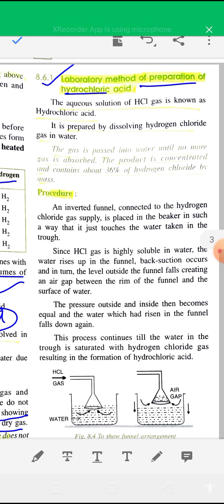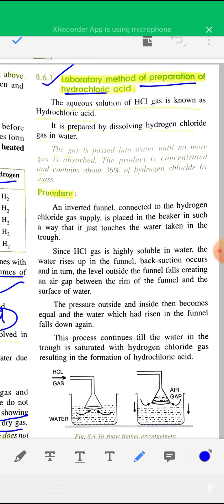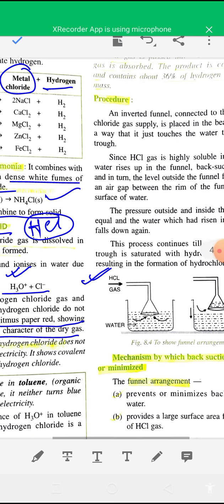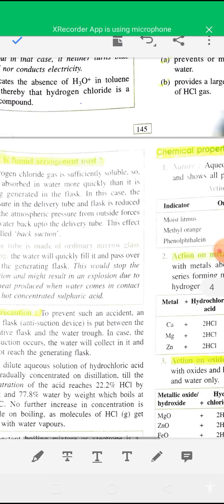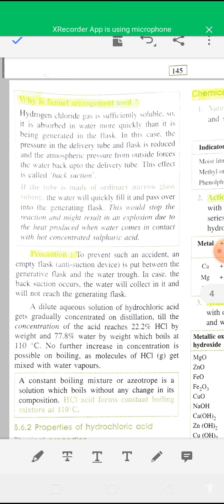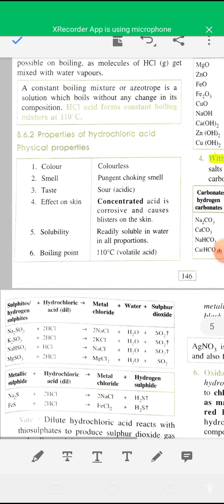Hydrochloric acid is formed when hydrogen chloride gas is dissolved in water. And the method used in this process is known as back suction method. So using back suction method you can prepare hydrochloric acid from hydrogen chloride gas.